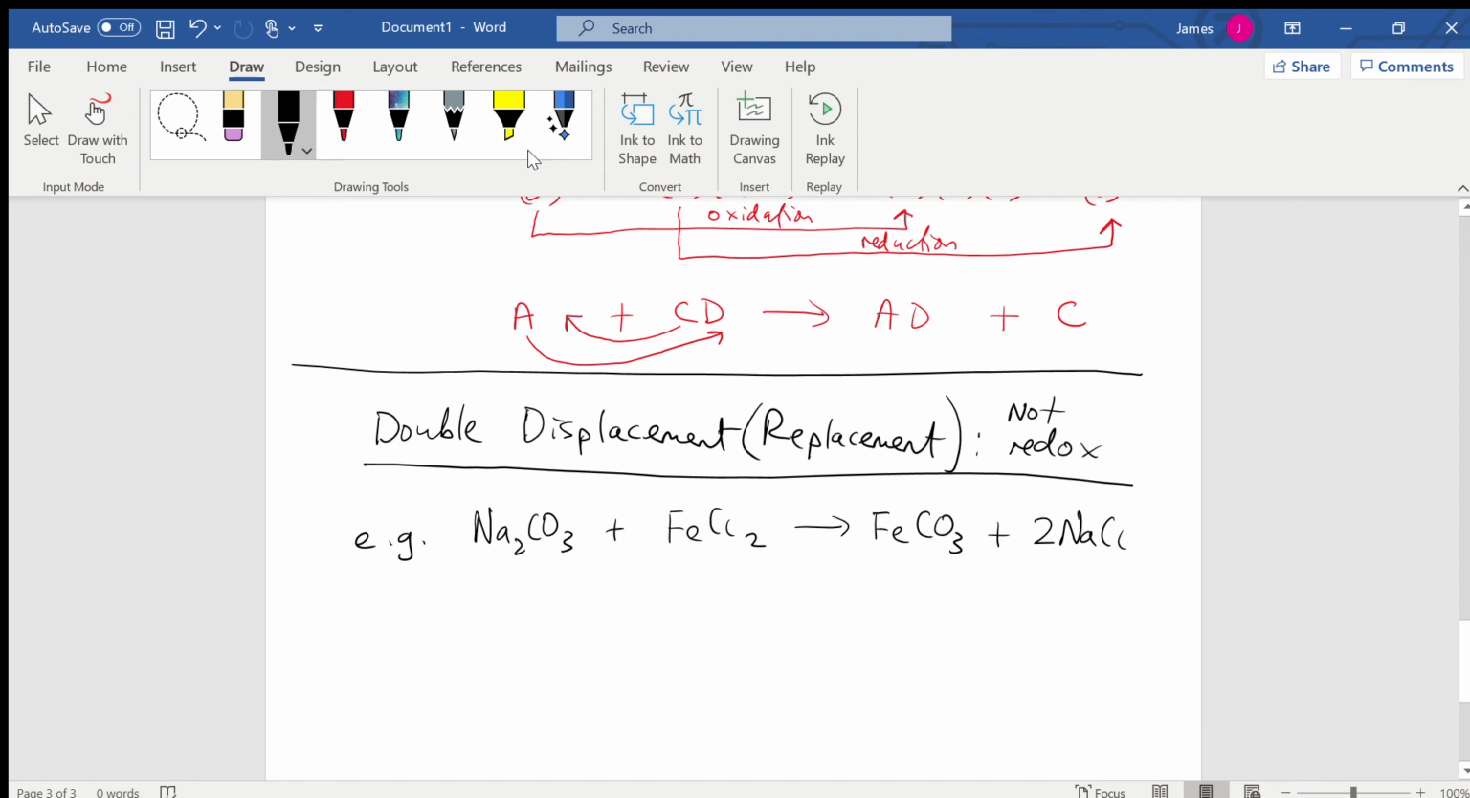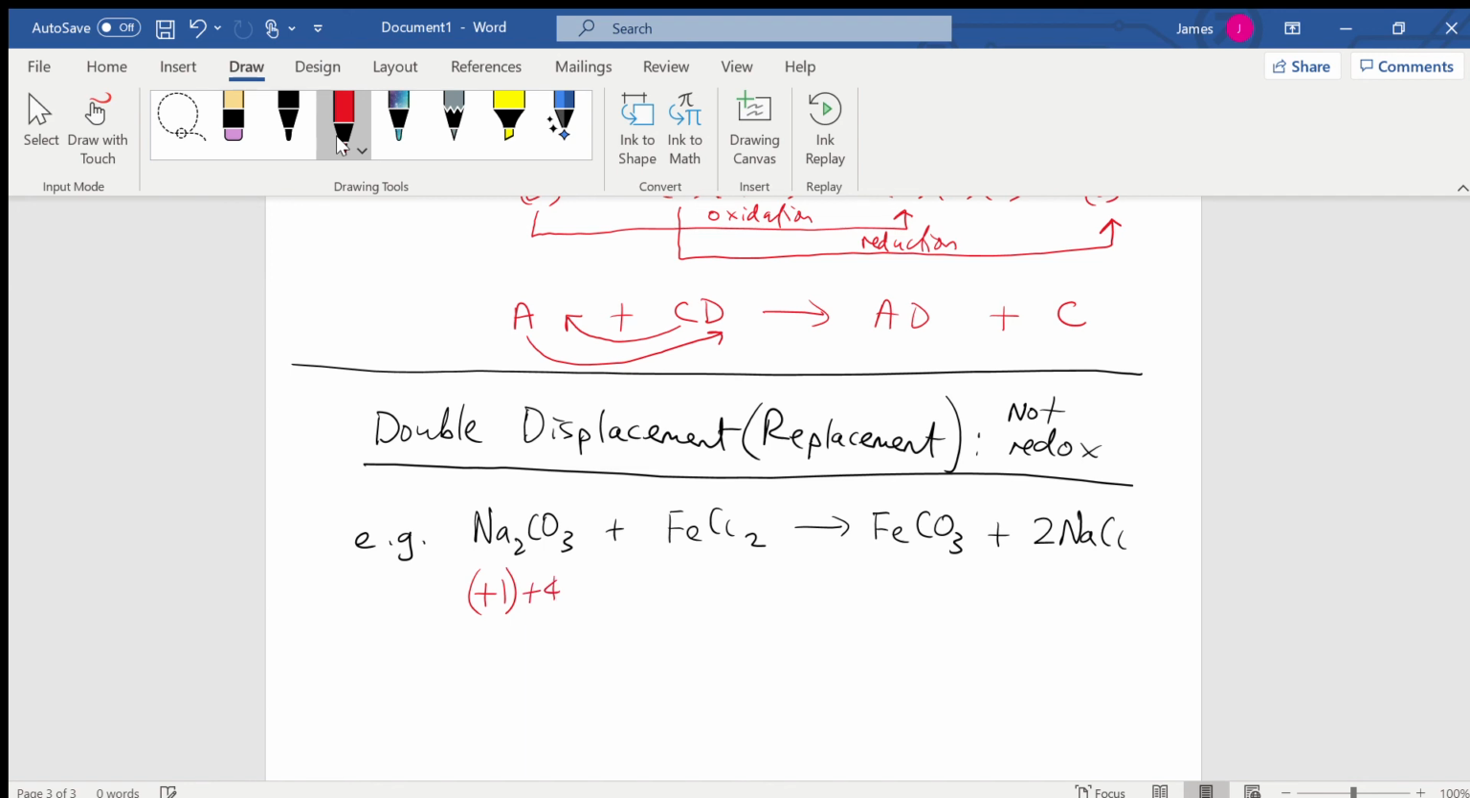Okay, let's see if it's redox. Let's inspect oxidation states. Well, we have zero oxidation. No, we don't. So bad start to begin with. We have plus one oxidation state for sodium, Na. We have, let's see, carbonate, 2, 4, 6.